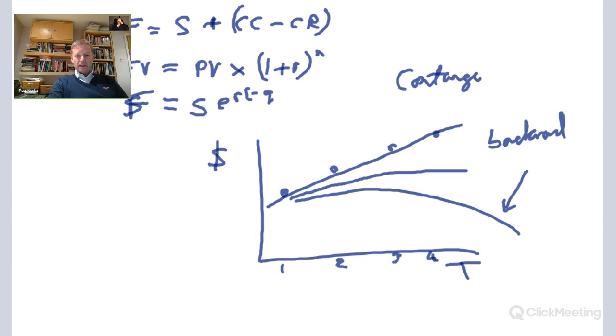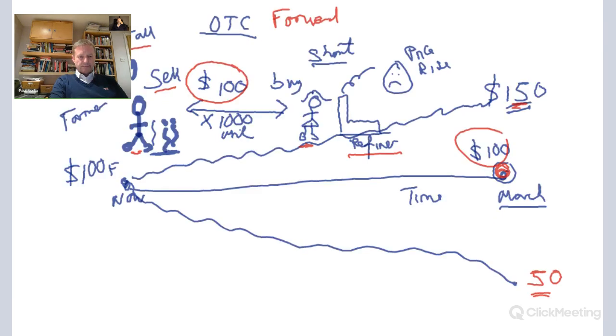Okay, so there's another question here. Why is long on the farmer side who sells and short on the refiner who buys? Shouldn't that be the other way around? Okay, let's go back here. So the question that's been asked, which does crop up quite a lot, is this terminology, long and short. So let me just explain this.